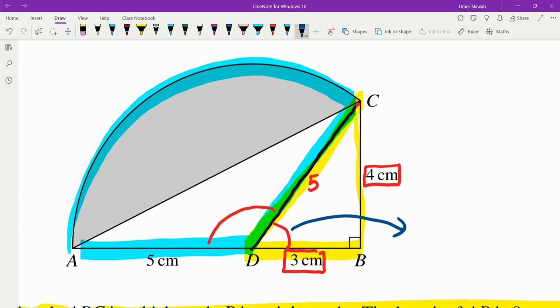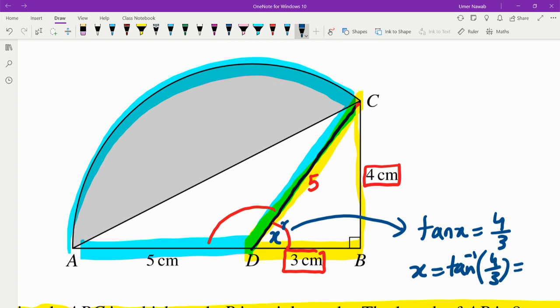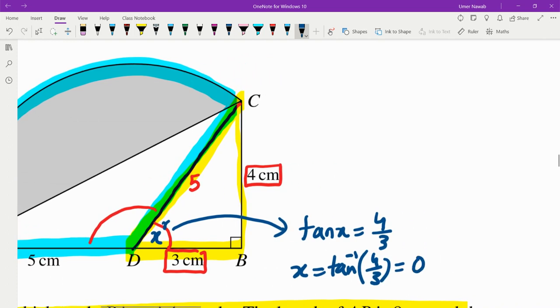So I'm going to use tan, guys. Tan is better. So I'm going to find this x rad. This is tan x rad. Tan x is equal to opposite over adjacent, so 4 over 3. So x is equal to shift tan of 4 over 3, which will give you from the calculator, to 4 significant figures, 0.9273 rad.